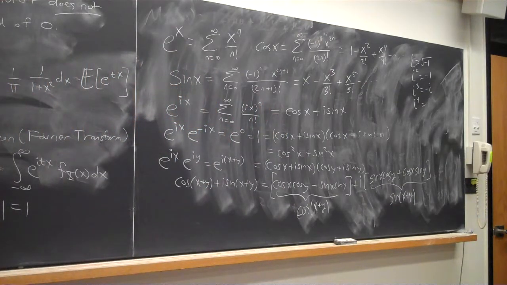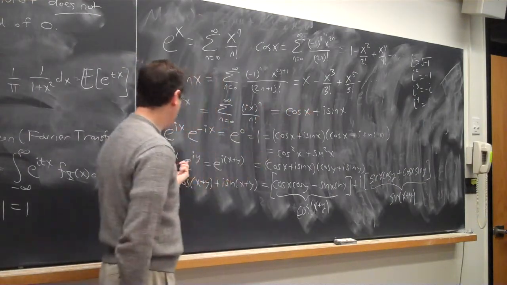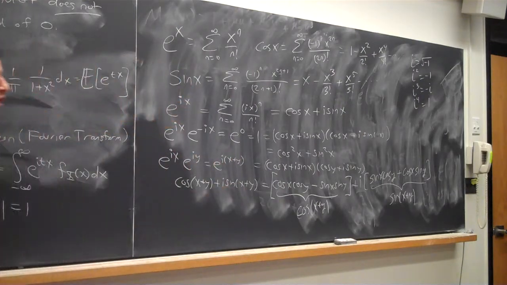Okay? All you need to remember is e to the ix is cosine x plus i sine x, and that exponents add. e to the ix times e to the iy is e to the i times x plus y. All of trig follows from this.